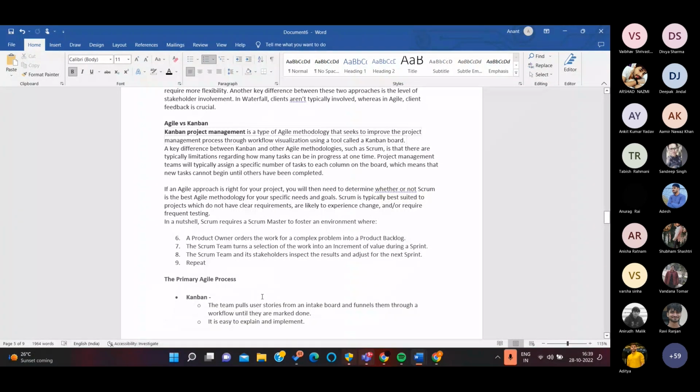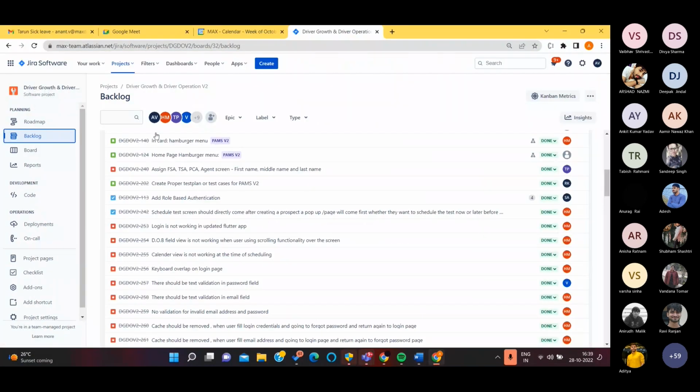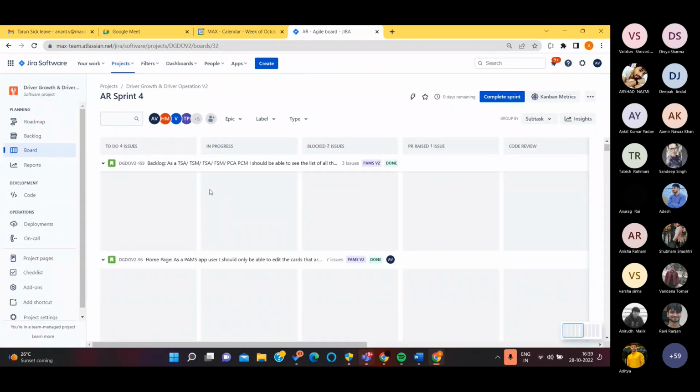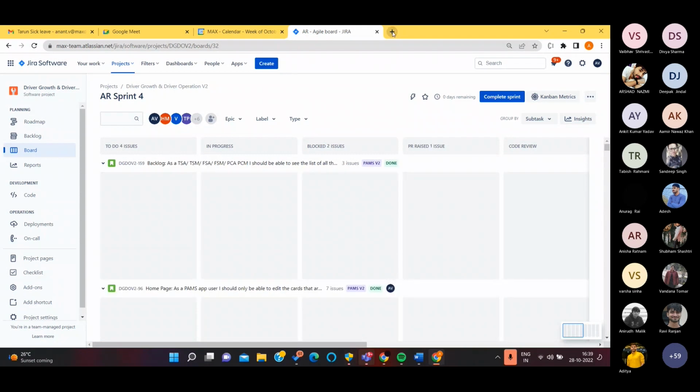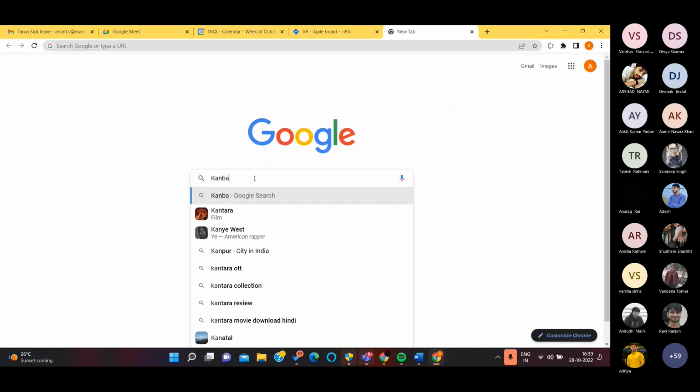So let me just show you how the Kanban really looks. It's not exactly the Kanban board that happens. Let me just show you a Kanban board.